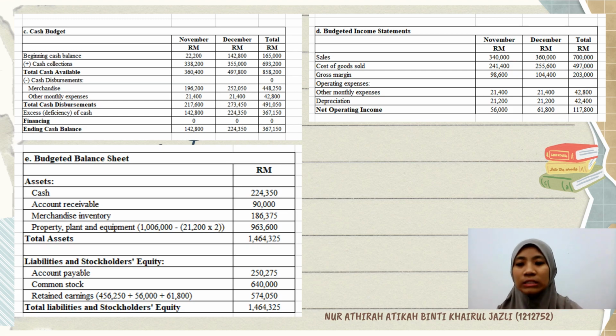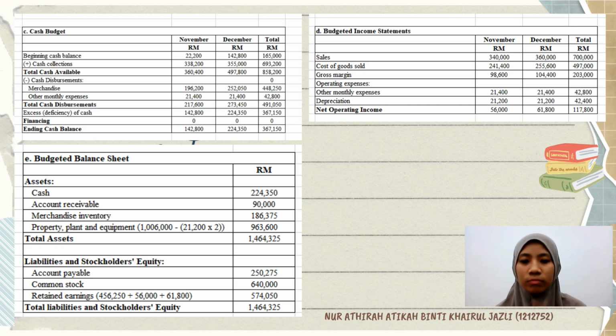So we will start with assets that consist of cash, account receivable, material inventory, and property, plant and equipment. So for cash, the total was 224,350, and for account receivable 90,000, for materials inventory 186,365. Okay, so for PPE, we get 1,006,000 minus 21,200 times 2. So we will get 963,600. And then we will get total assets 1,464,325.